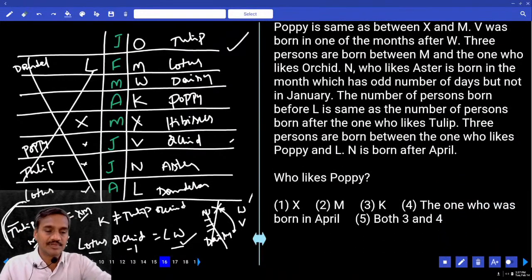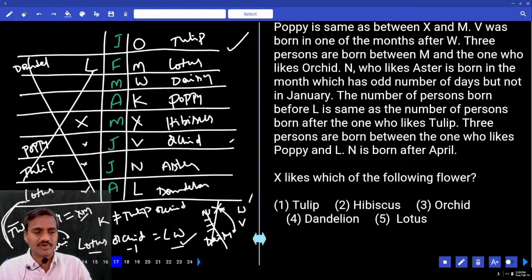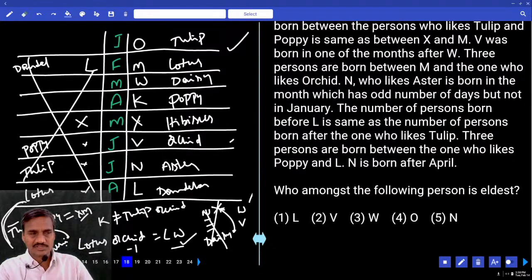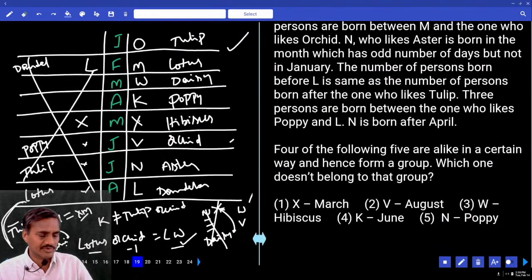Then who likes poppy? Here K likes poppy, choice 3, question number 16. And the next one, question 17: X likes which of the following flowers? X likes hibiscus, that is choice 2. And the 18th one: who among the following persons is eldest? O is the eldest, choice 4. And the next, 4 out of the following means odd one out.